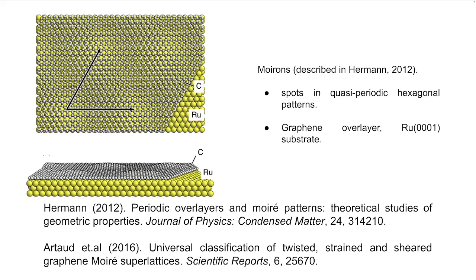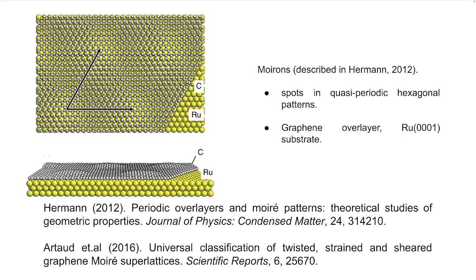And this gives us this idea of a Moiron, which was described in Herman 2012, which is down here. Periodic overlayers and Moire patterns, theoretical studies of geometric properties, where we have this ruthenium substrate and this graphene overlayer. And if we look at this layer, we see spots that are quasi-periodic hexagonal patterns. So we see these patterns that are kind of like triangles, and then we have these spots that are sort of hexagonal in shape, but you can see the spots.